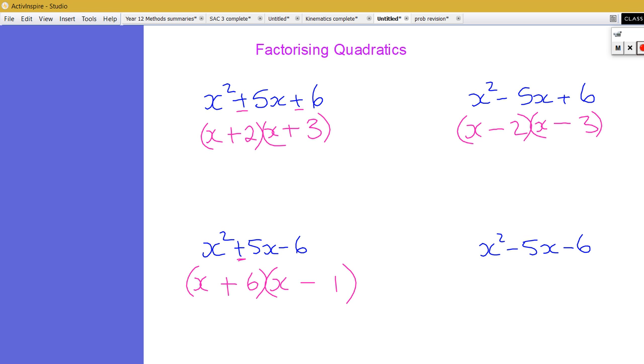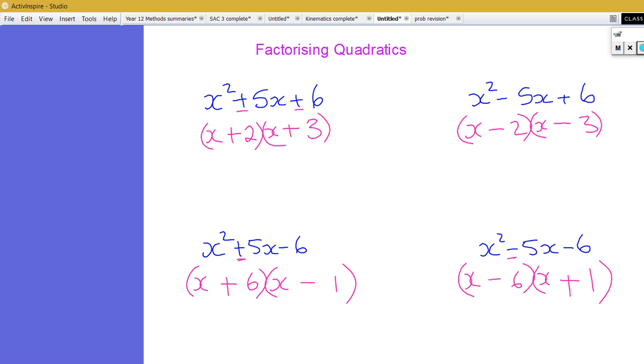And for the last example, it ends in a minus. We know the difference between the 2 numbers has to be 5, so it has to be 6 and 1. And because it ends in a negative, we know the signs will be different, and this tells us that the bigger number will be a negative.